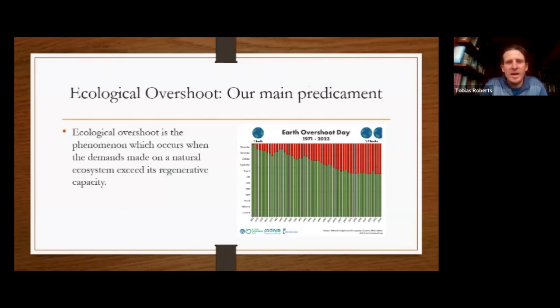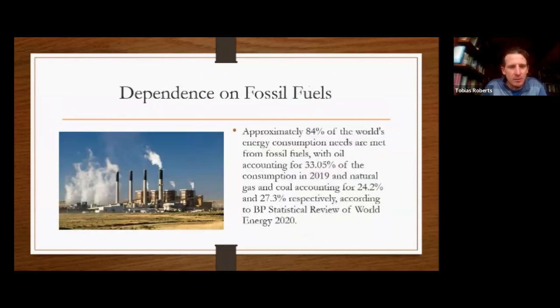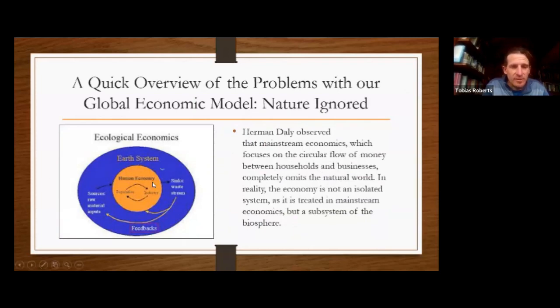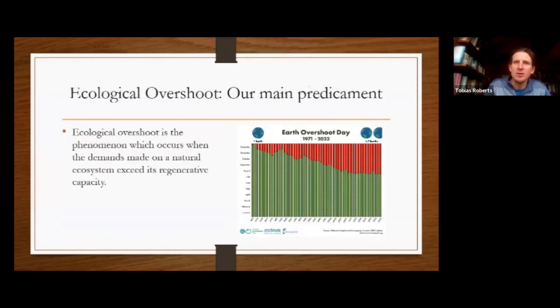It's that we have reached what is ecological overshoot. Our economic model has forgotten that we exist within the larger Earth system. The amount of materials and the amount of energy that we use every year has put us into overshoot. Overshoot is a phenomenon which occurs when the human demands made on the natural system in which we live exceed its regenerative capacity. In other words, we're extracting materials faster than the Earth can replenish them. We are putting waste into the Earth system faster than the Earth can break it down.